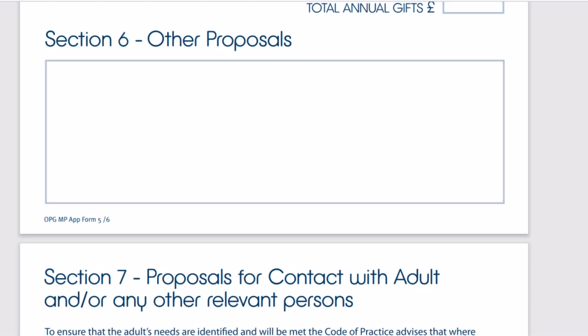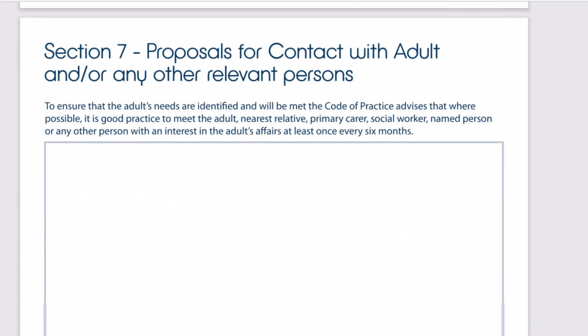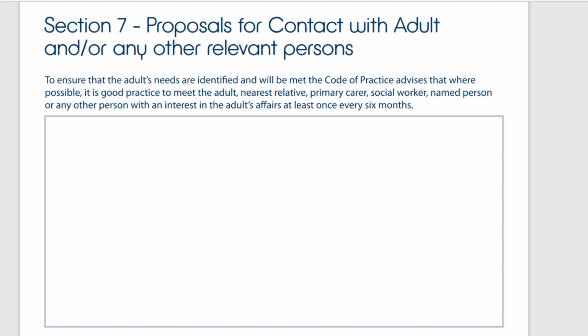In section 6 of the form, provide any other information that you think the Office of the Public Guardian should know at this stage. And in section 7, provide information on how often you see or plan to see the adult, and anyone close to the adult who might be involved in making decisions about their care.